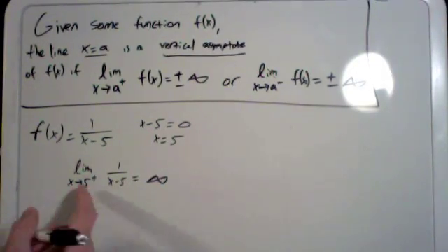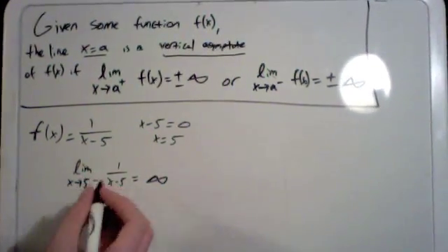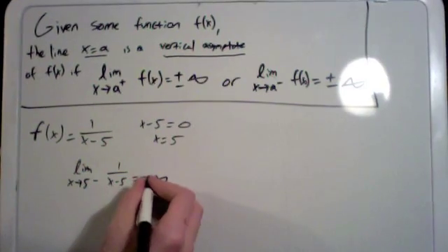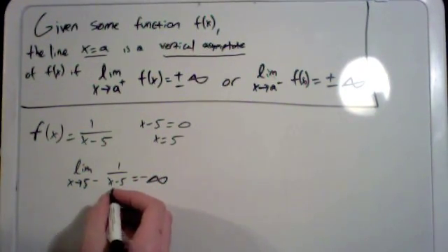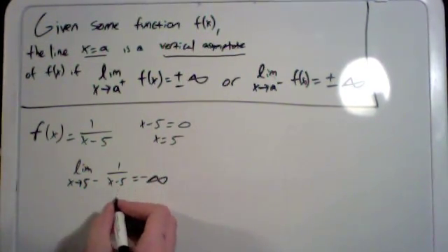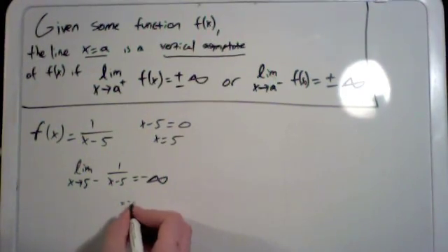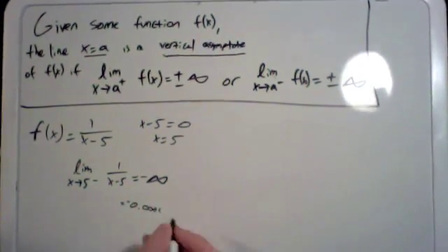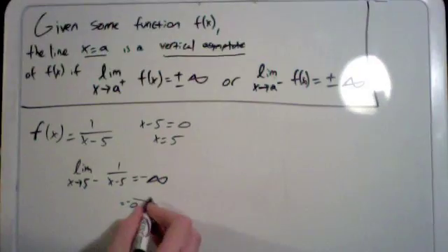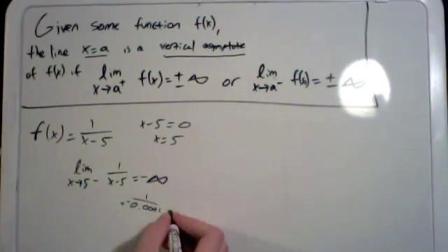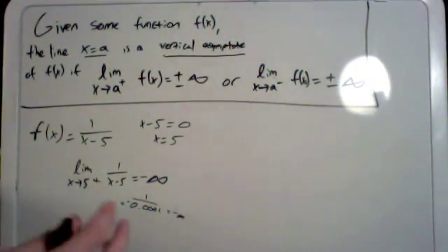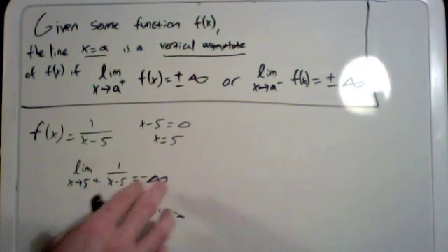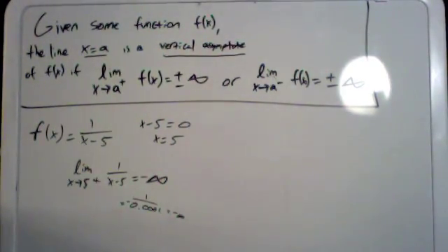You could use the limit from the left, and in that case we would get negative infinity, because this denominator would be equal to something like negative 0.0001, and then we would have negative infinity. If you use the right or left hand limit and either one equals positive or negative infinity, you've got a vertical asymptote.